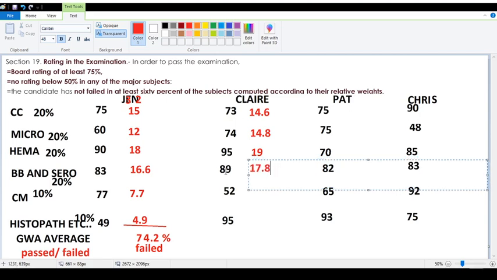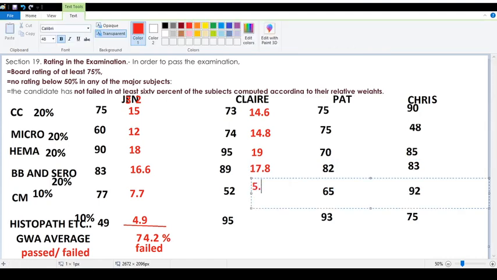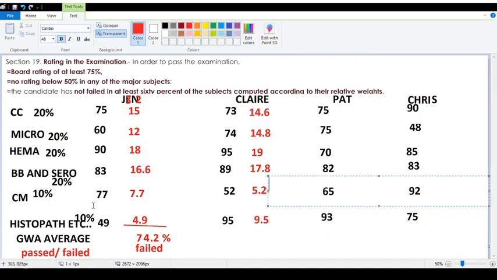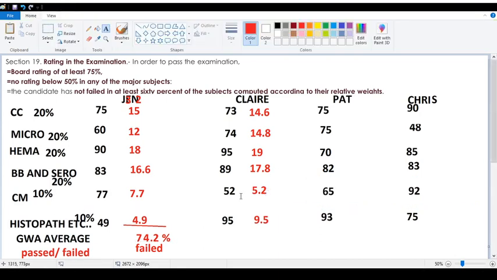8 plus 8, 16 plus 1. Okay, because this is 18, right? 9 times 2, 18. So that is 17.8. So this is 5.2. Okay, and this is 9.5. Again, why is it not multiplied by 2? Because you only need the 10%. 10% of 52, that is 5.2. 10% of 95, that is 9.5. Okay, simple as that.